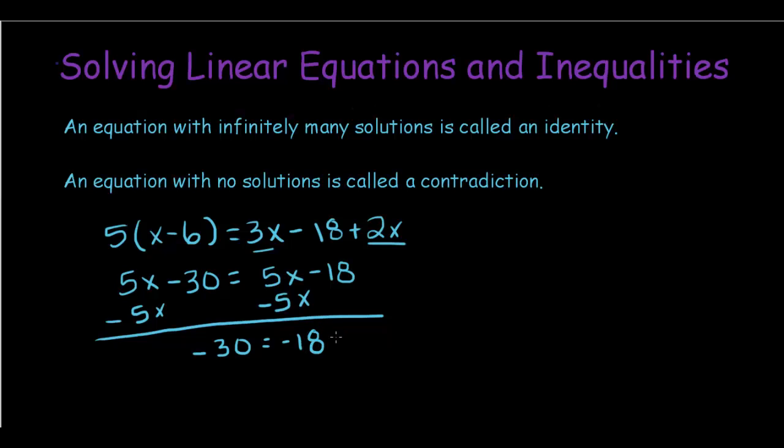Well, that doesn't even make sense, right? Because negative 30 is not the same as negative 18. Whenever you get something like this, it is what is called a contradiction. There is no solution, so its solution is an empty set. You can represent it like that.